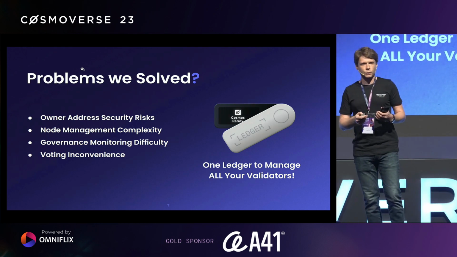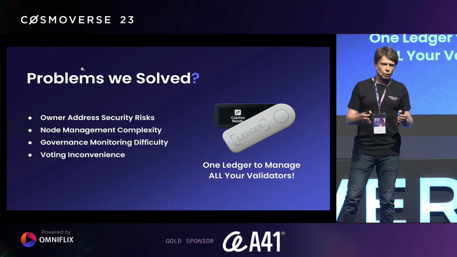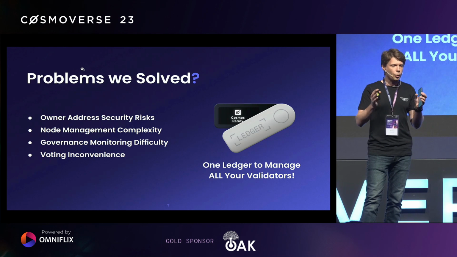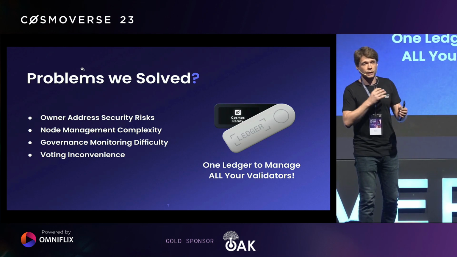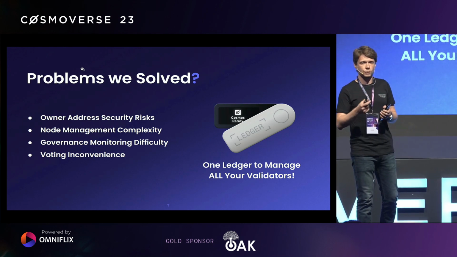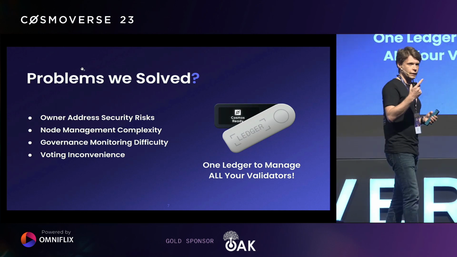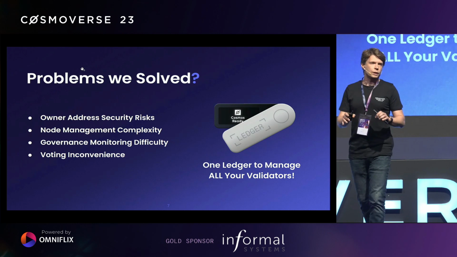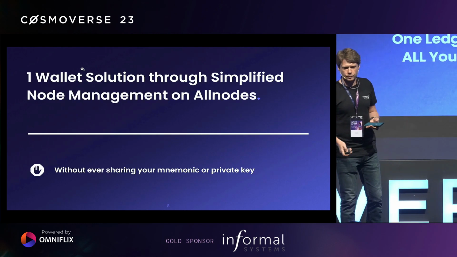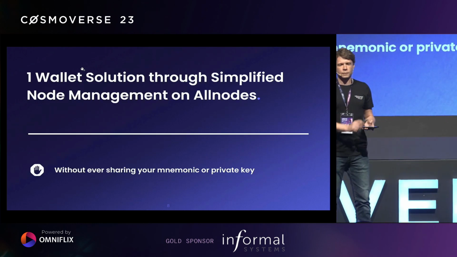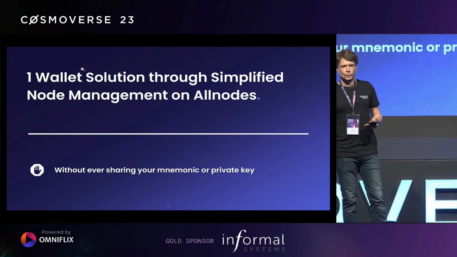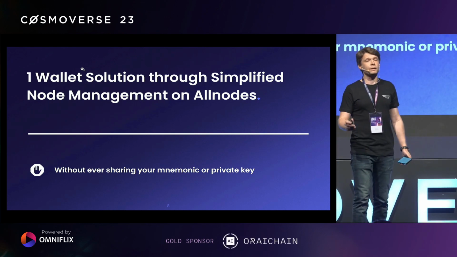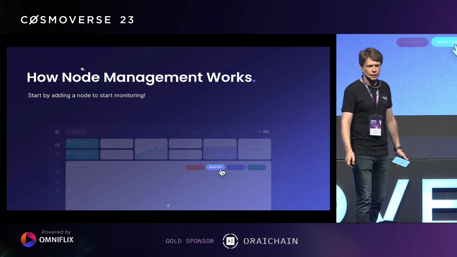And I can tell you that this is how we operate. On the Cosmos-based chains, everything that is dealt with nodes is taken care of with one ledger only. No manual commands whatsoever. So one solution through simplified node management and without sharing your mnemonic and private key. So this is how it's done.